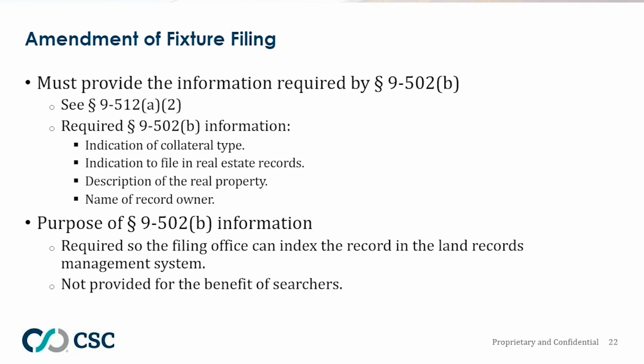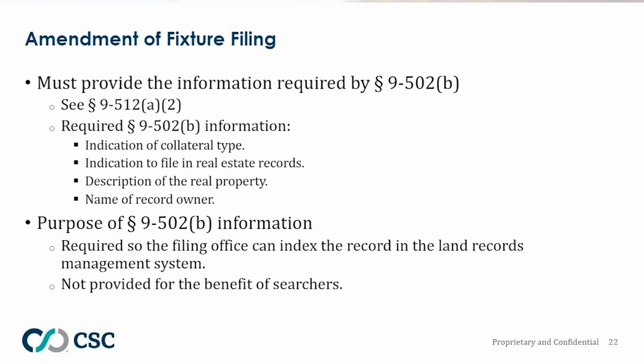Searchers generally aren't going to care so much about the particular information other than maybe the description of the real property that's involved. But then again, the filing system under Article 9 is designed with the idea that interested parties are going to have to look beyond the public record to learn the full state of affairs anyway. So the main thing is to get it indexed, and that's what this information is for.